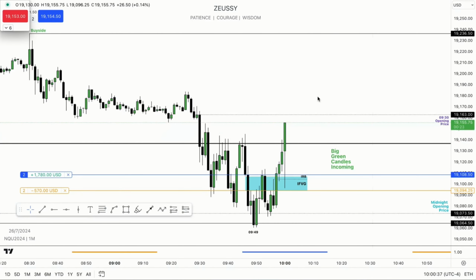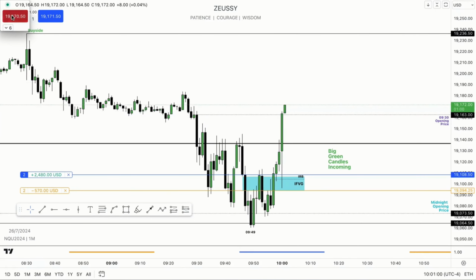It was medium impact news, but that wick right there was kind of, I wouldn't say surprising, but I did anticipate such a big candle to form. All right, I'm going to take one contract off at the 9:30 opening price as I outlined. So I'm waiting for that to get reached. There it gets reached.